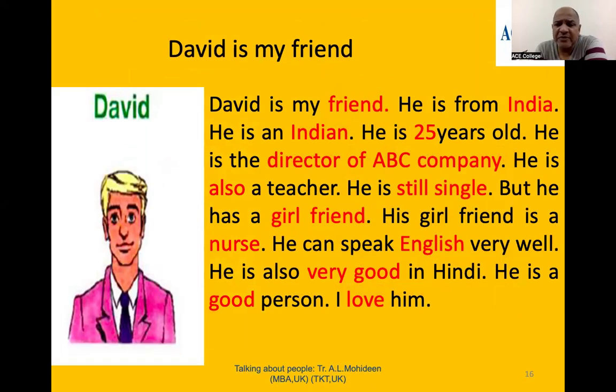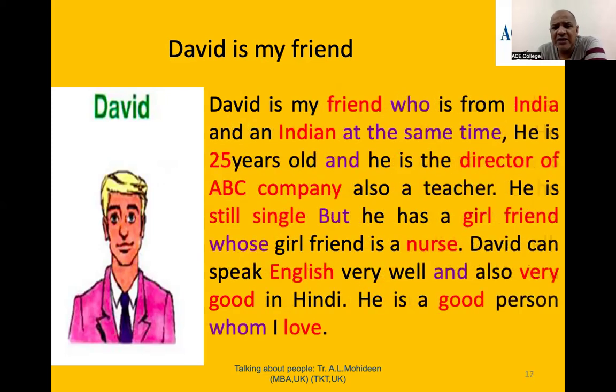He is the director of ABC company. He is also a teacher. He's still single, but he has a girlfriend. His girlfriend is a nurse. He can speak English very well. He is also very good in Hindi. He's a good person. I love him. So here the sentences are simple sentences.